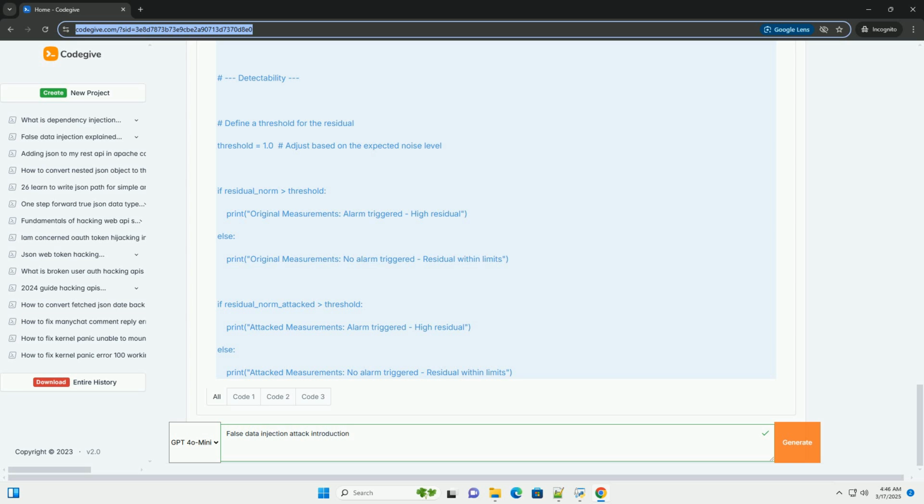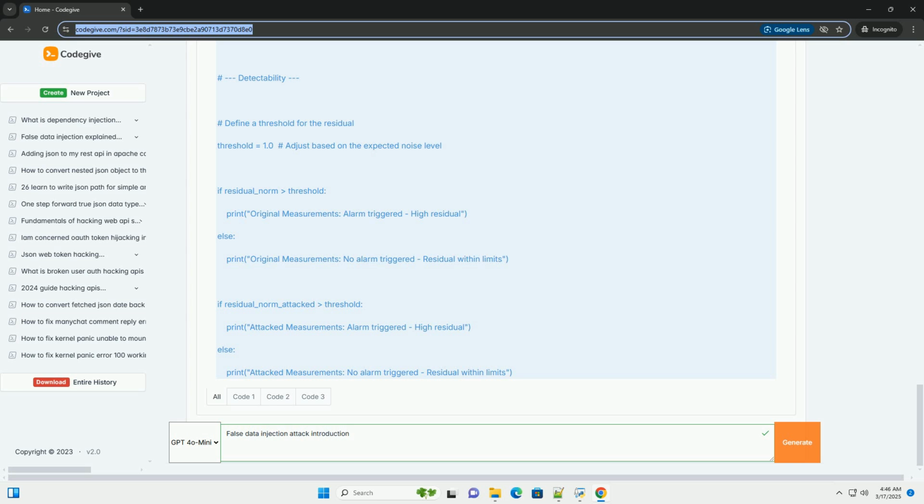Important considerations: Accuracy of the system model. The success of an FDI attack heavily relies on the accuracy of the attacker's knowledge of the measurement matrix H. If H is inaccurate, the attack vector a will not perfectly satisfy a = H * c, and the residual will change, potentially triggering an alarm. Noise levels: real-world systems are noisy. The higher the noise level, the harder it is to detect anomalies. Attackers must consider the noise characteristics when crafting their attacks.